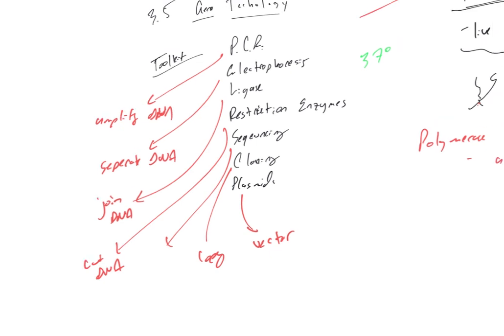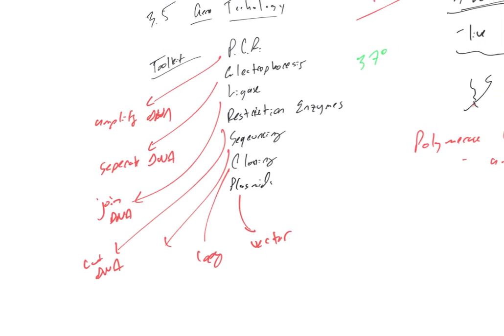So look, we have a way to select for genes. We have a way to separate genes. We have a way to join them together. We have a way to cut them. We have a way to find the sequence. We have a way to copy them, and we have a way to put them into other organisms. Therefore, we have the complete toolkit to play God. And I don't mean that lightly. We are literally putting genes into different organisms using these different techniques.